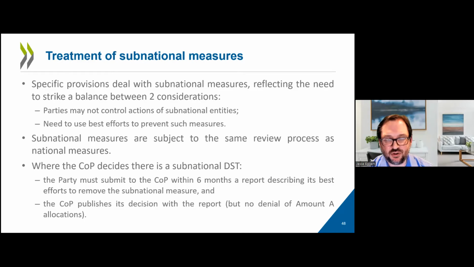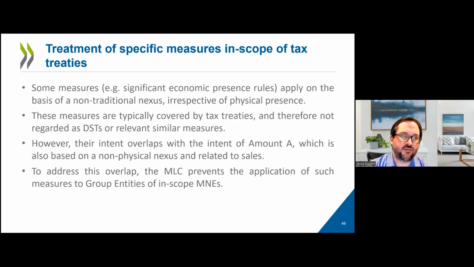Finally, there's a special rule, and you'll see it on slide 49, for measures like significant economic presence rules that have non-traditional nexus requirements that don't rely on physical presence, but that don't meet the definition of DST or relevant similar measure because they're placed within the scope of the enacting party's tax treaties. And the intent of those provisions is generally to tax a portion of the profits of an MNE based on a non-physical nexus focused on market-based criteria, and that overlaps significantly with the purpose of Amount A.